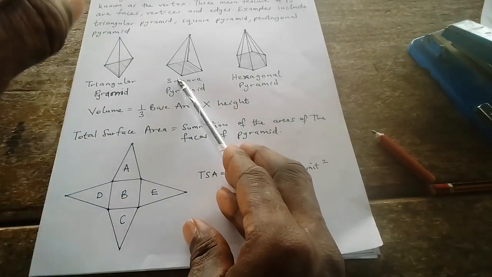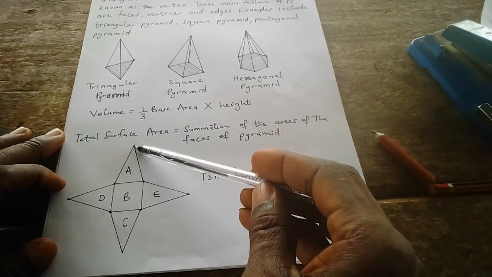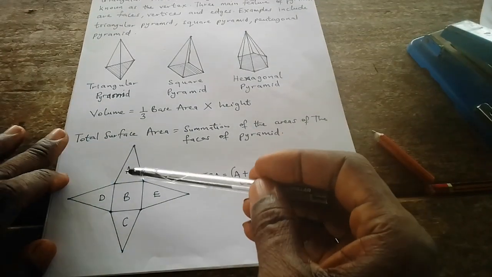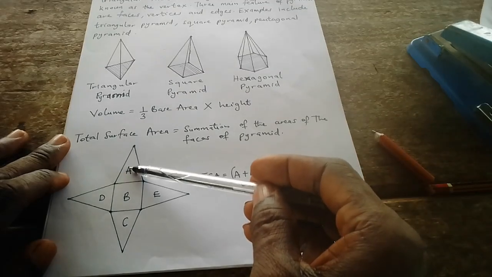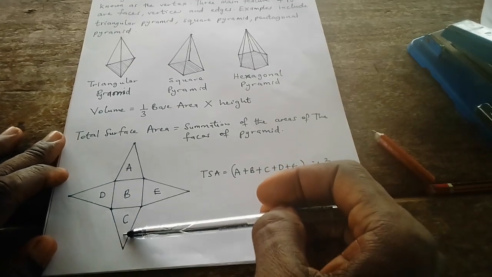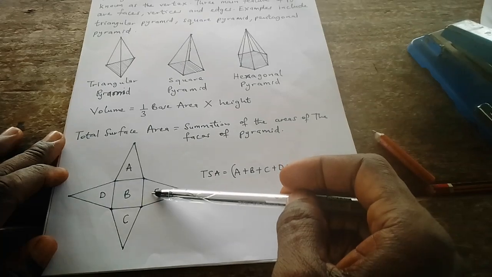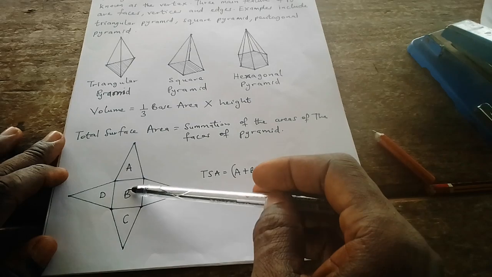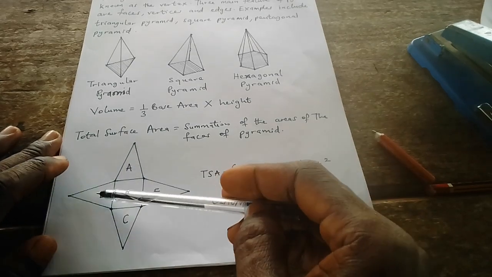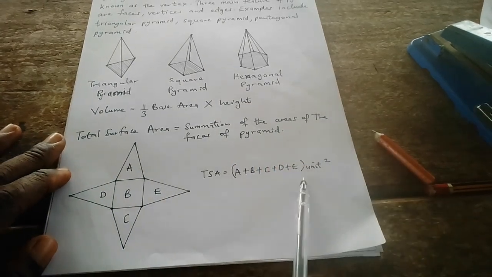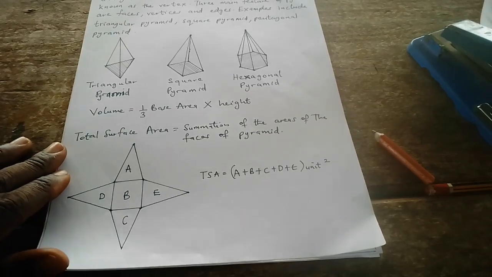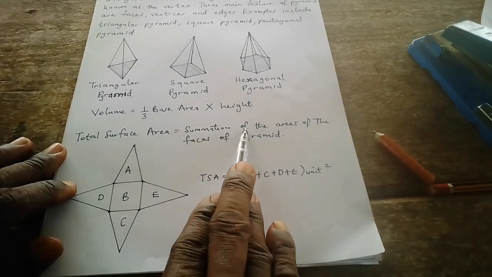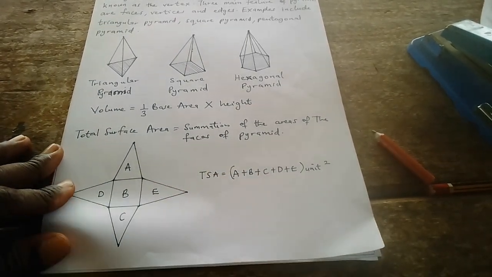If you join it together, everything will meet at the vertex, which will give you a square base pyramid. But now, to look for the area, you look for the area of each of them. Look for the area of A, area of B, area of C, which is also a triangle, area of E is a triangle, you look for it, area of D is a triangle, you look for it. The area of B is a square. So you now add everything together to give you the total surface area of a pyramid. So total surface area of a pyramid is basically the summation of the area of the faces of the pyramid.